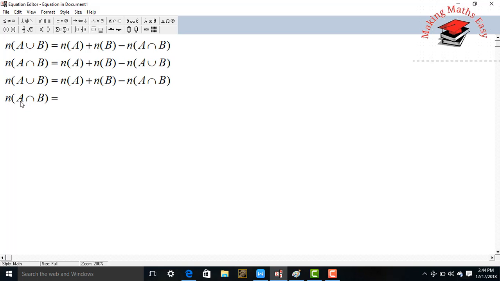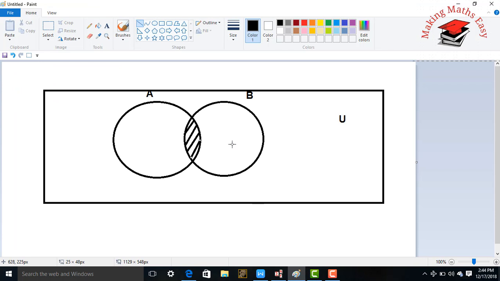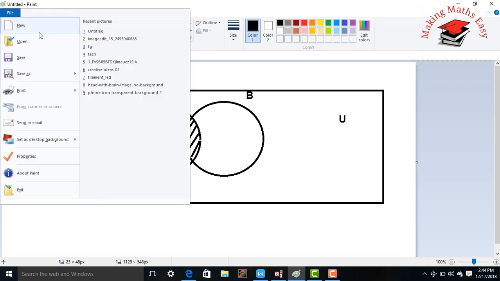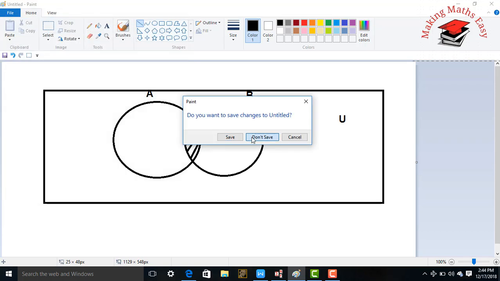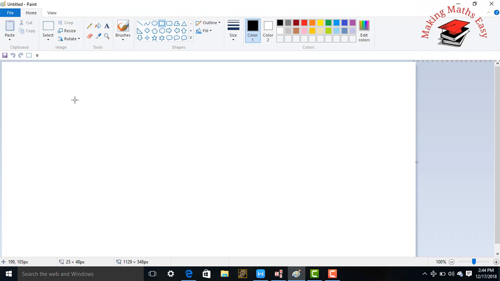Similarly, we will prove n of A intersection B. For this, we have drawn this Venn diagram. This is set A, this is set B, and this is the region of intersection, and this is the universal set. So we have to prove that this equals this complete set plus this complete set minus the union of these two sets. We will prove it practically. For that, I will take a new file, don't save, and take a universal set.